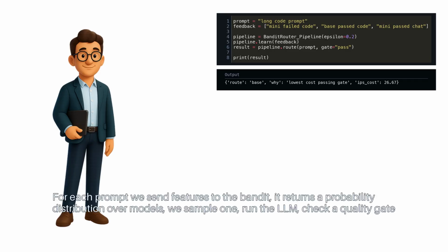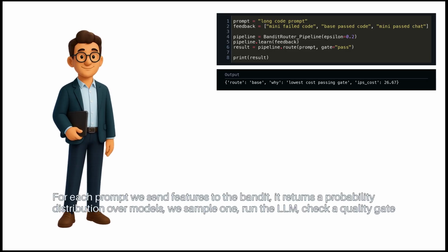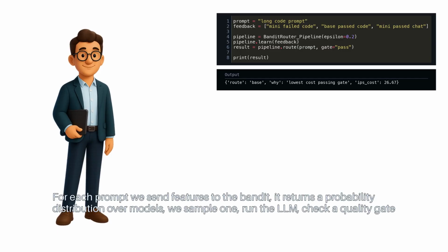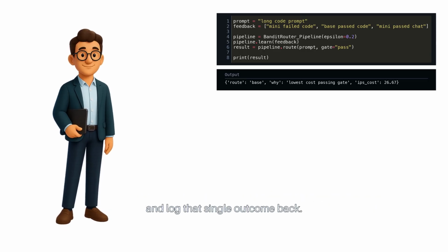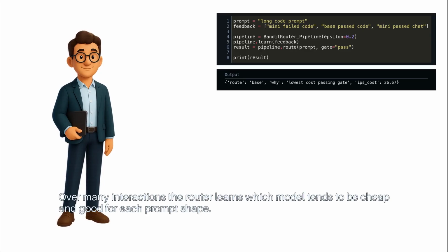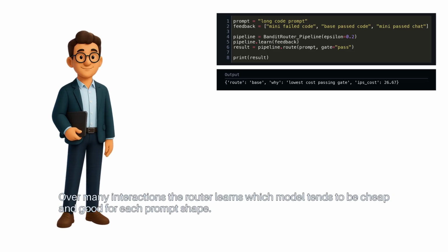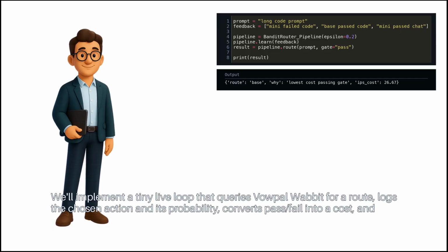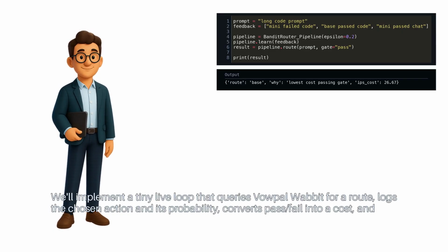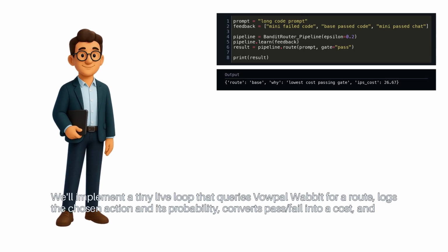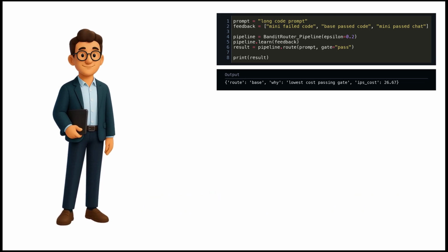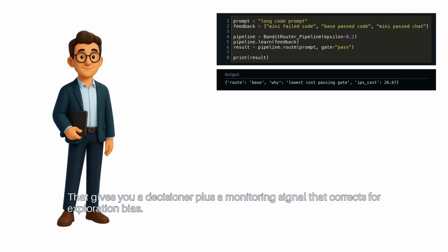Here's the workflow. For each prompt, we send features to the bandit. It returns a probability distribution over models. We sample one, run the LLM, check a quality gate, and log that single outcome back. Over many interactions, the router learns which model tends to be cheap and good for each prompt shape. We'll implement a tiny live loop that queries Vowpal Wabbit for a route, logs the chosen action and its probability, converts pass-fail into a cost, and updates VW online. That gives you a decisioner plus a monitoring signal that corrects for exploration bias.